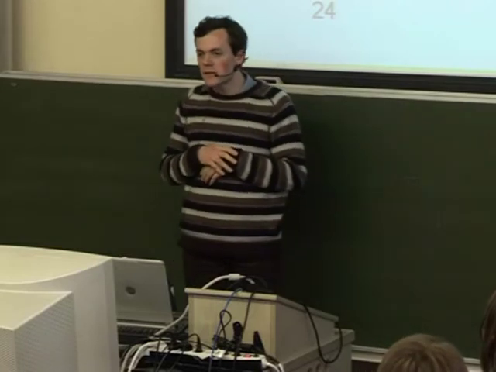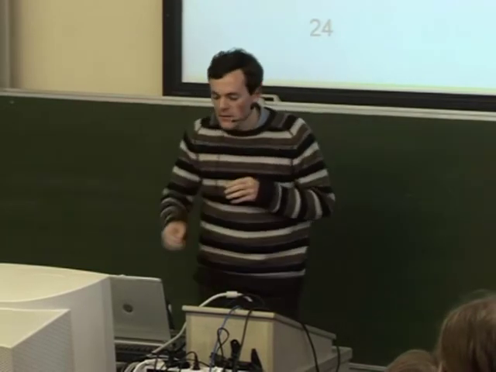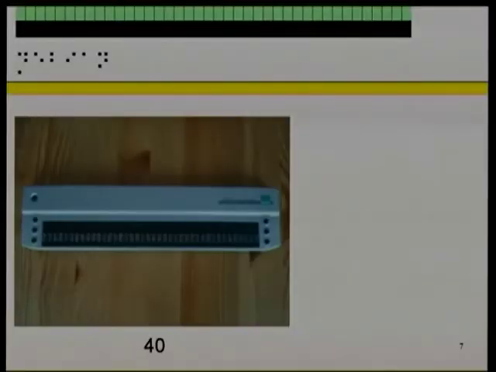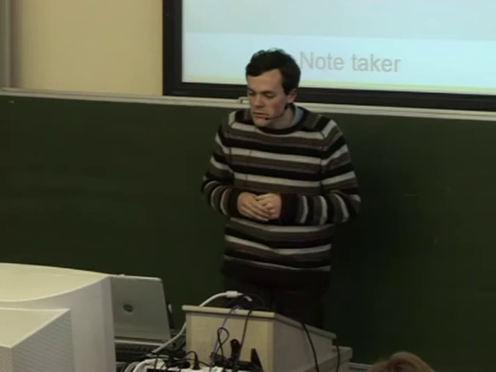How much do you think this costs? Just 24 cells. It's not so much. It's just a quarter of a usual TTY line. How much? I couldn't hear. 100? 1,000? More than 1,000. 3,000. 3,600. A 40? 40 cells? Yeah, 5.5. And this one is 40 as well, but it has a Braille keyboard on it, and you can take notes so that it's just a personal computer in a word. How much? 7.5. Almost 10,000. And the price doesn't get down. It's always been like this, for 4 decades.